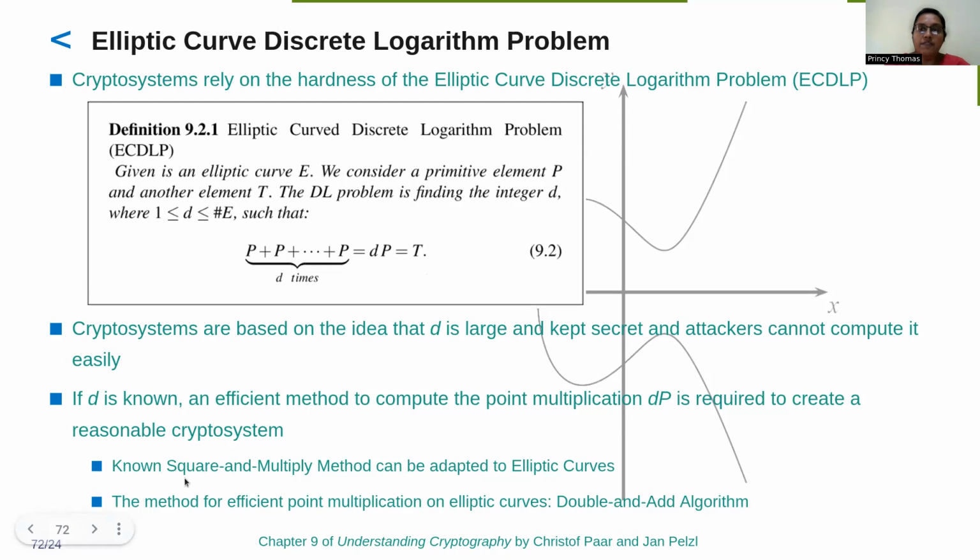That is done by the square and multiply method, if you remember. In that case, square and multiply were the base operations. But in elliptic curves, addition is the base operation. So we will do doubling, that is P plus P, and addition, where we add P. Everything else is the same. We are going to look at an example. The method for efficient point multiplication on elliptic curves is double and add.